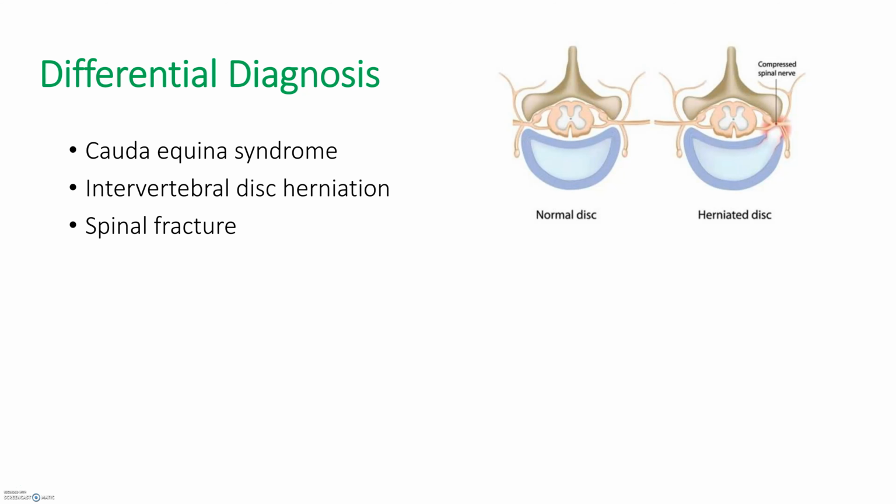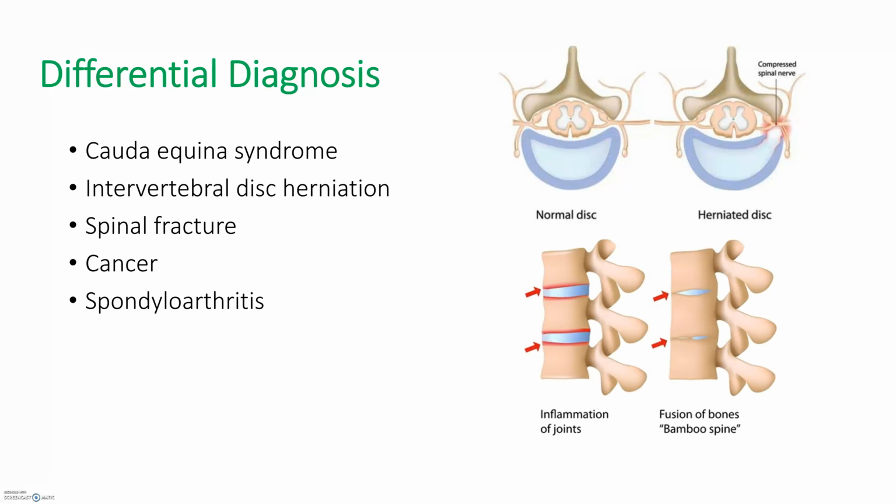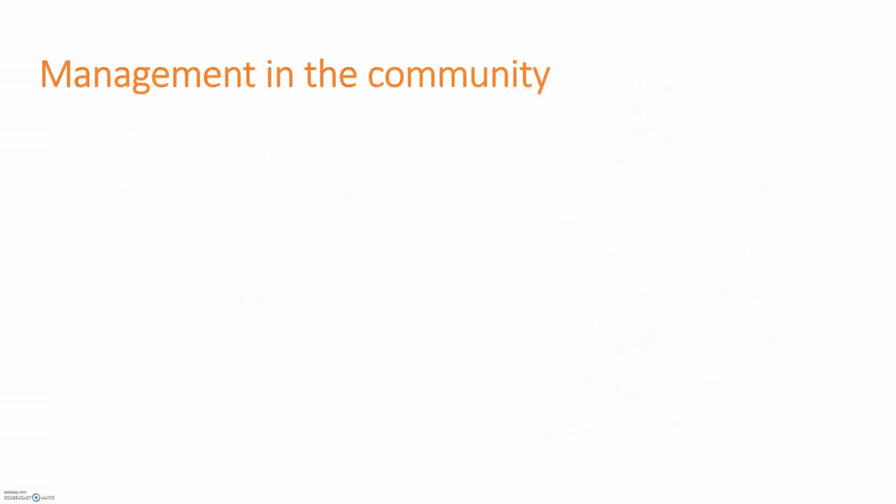Consider spinal fractures, especially when trauma is present. Cancer, spondyloarthritis, this is just an umbrella term for inflammatory diseases that affect the joints. So the most common of these being ankylosing spondylitis, which is seen within childhood, young adulthood. So ankylosing spondylitis presents with this fusion of the bone, this classic bamboo spine appearance on an X-ray. Another one is osteoporosis, especially within more elderly populations.